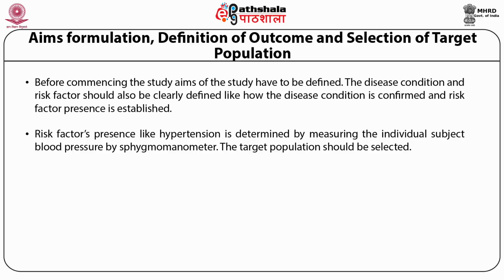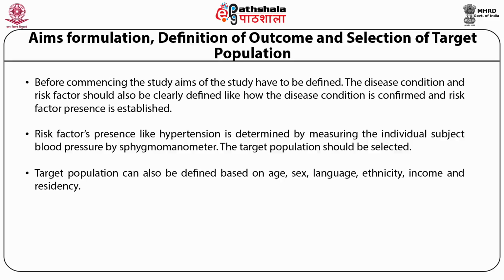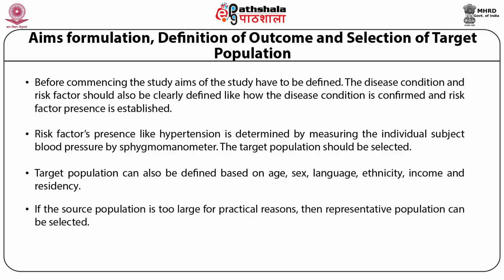The target population should be selected. For example, if smoking prevalence is intended to be studied in Delhi, the population of Delhi becomes the target population. Target population can also be defined based on age, sex, language, ethnicity, income and residency. For practical reasons, that is the finance, manpower or transportation, source population can be selected if the selected population is small. If the source population is too large for practical reasons, then representative population can be selected. It is also essential to set out inclusion and exclusion criteria for the subjects.